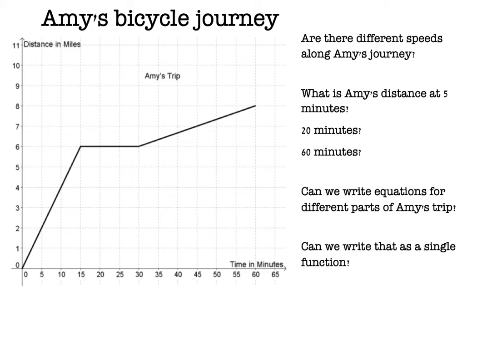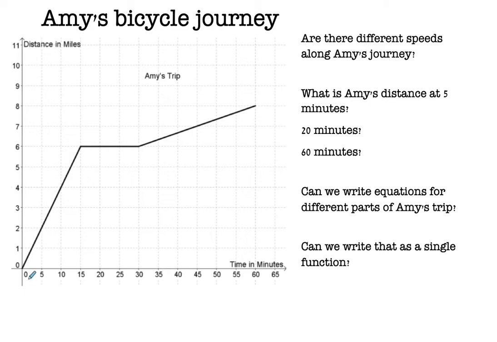There are a few things I want to look at regarding this graph. First, if Amy's riding her bicycle, is she going at constant speed throughout her entire journey? If we look at the graph, we see that there are actually three distinct portions, and they each have a different slope. Whenever you look at a distance time graph, a change in slope relates to a change in speed.